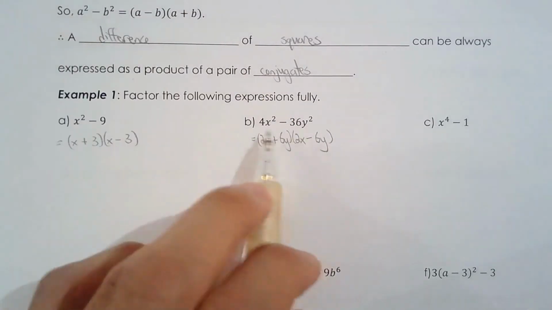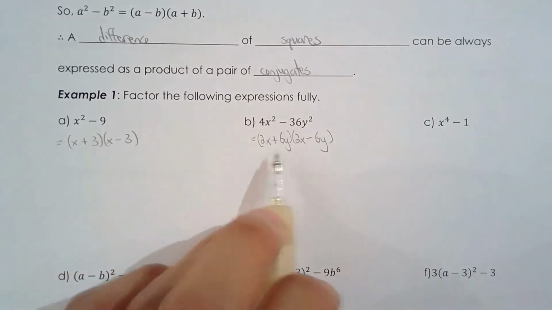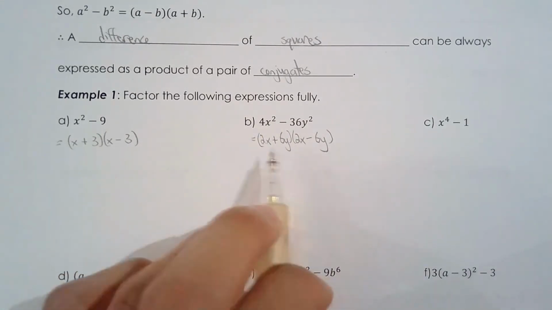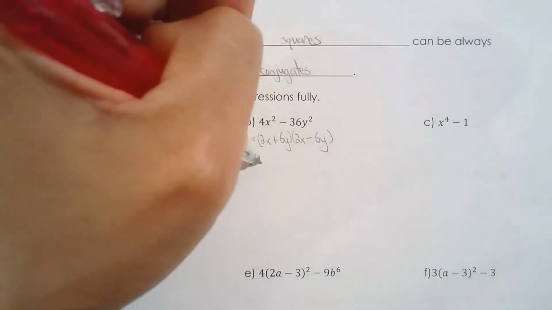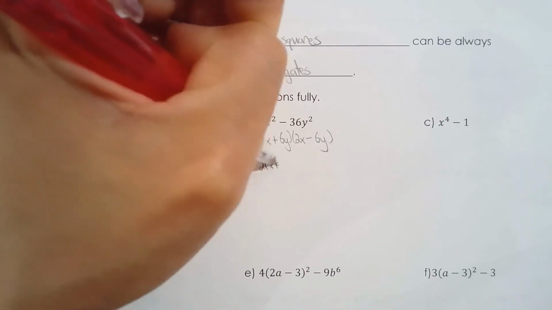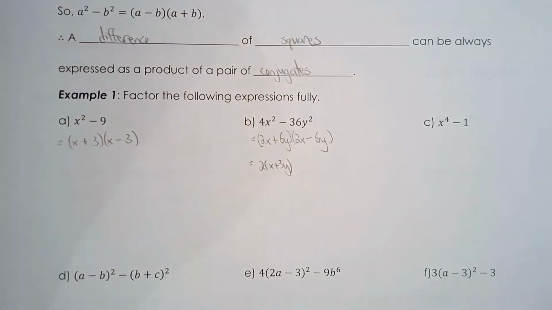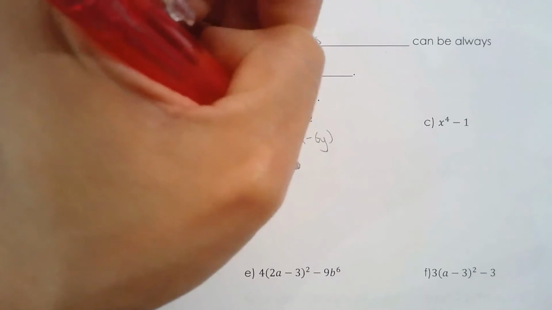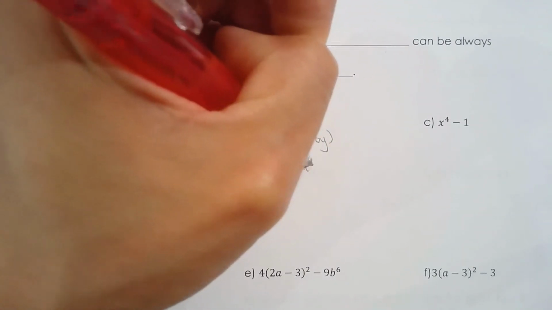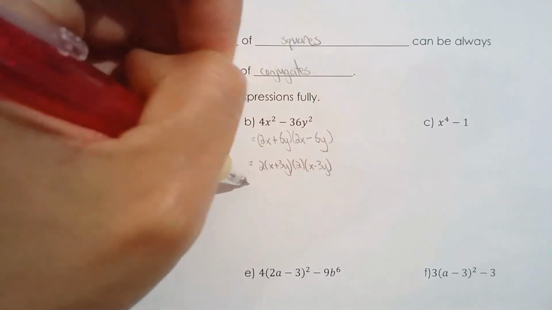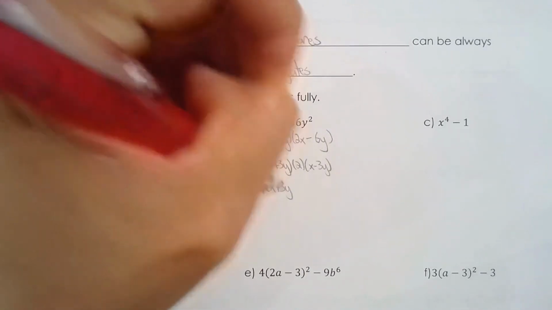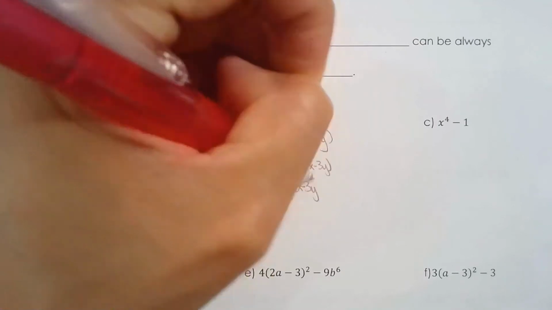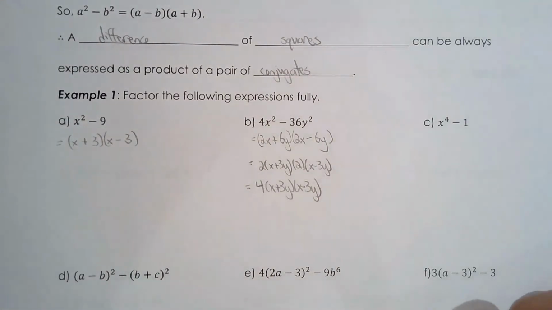So if you missed a common factor like I did, what you have to do now is factor 2 from each of these factors. So that will be x plus 3y. So I factor 2 from 2x plus 6y, and I factor 2 from 2x minus 6y. So now 2 times 2 is 4, of course. There we go. So we still found the correct answer.